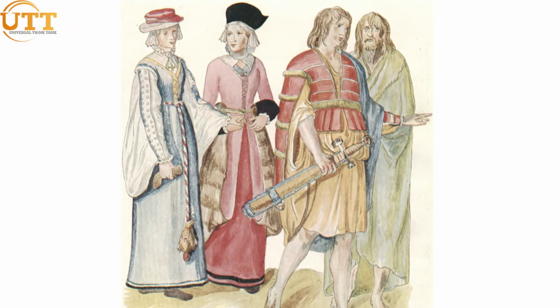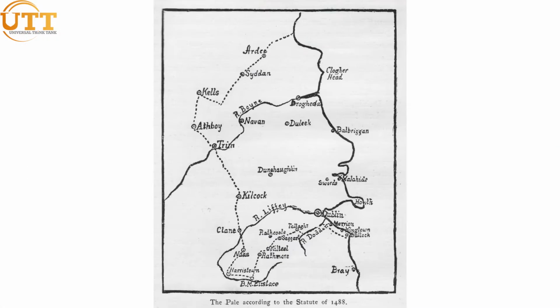Most notably, a very small area around Dublin known as the Pale is taken over by the English. At this point, the Irish are happy for this to happen, and this is a rather amicable arrangement. But we will discuss more of this relationship in later videos.